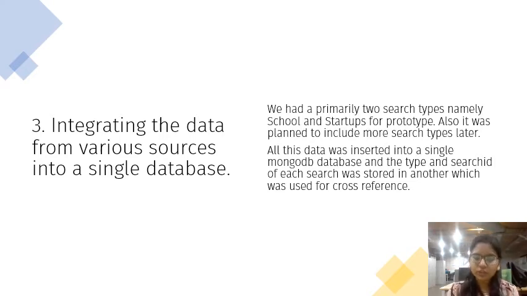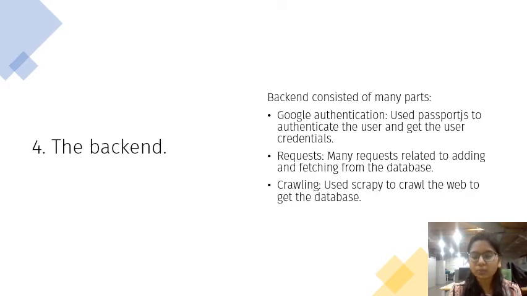According to the model, we have one database and it has two schemas which will be joined together to extract required information. Then we come to the backend part. The backend has a lot of components. We added Google authentication to authenticate our users and allow them to enter and start their sessions. Then there are a lot of get and post requests from the front end to the back end. Also, the crawling part used Scrapy to crawl the web to get the database.